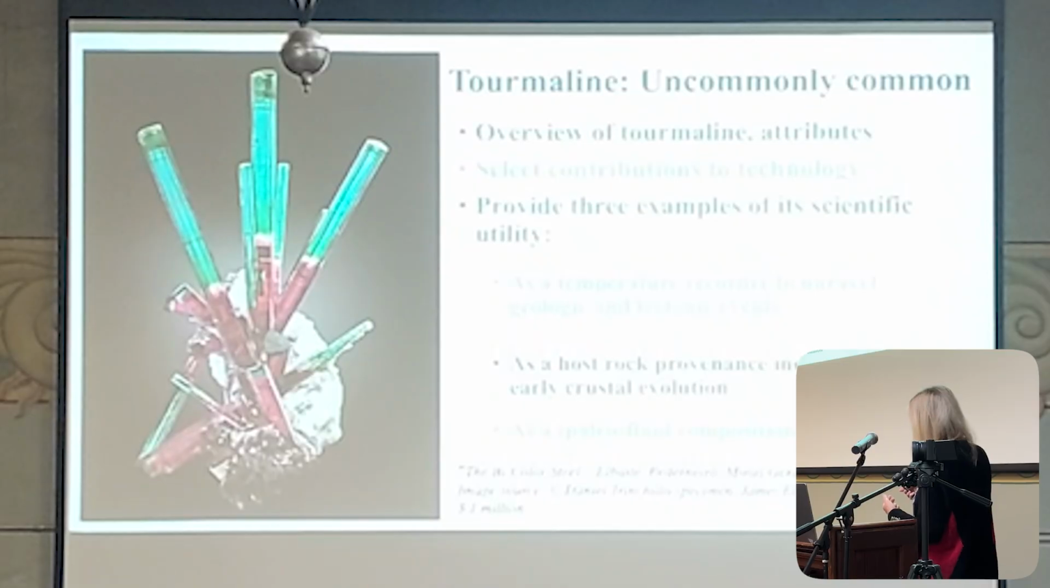After a brief introduction to the mineral group of tourmaline, I'm going to give you three examples as to how we can use tourmaline to extract the geologic evolution of the rocks in which they occur. The first example will be using tourmaline as a geologic thermometer. The second example will be using tourmaline as a host rock provenance indicator. So where did the rocks come from? And the third will be as a paleofluid composition recorder. As fluids penetrate the rock, tourmaline can record some of that information.